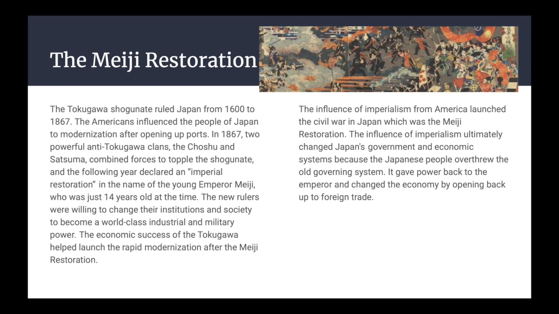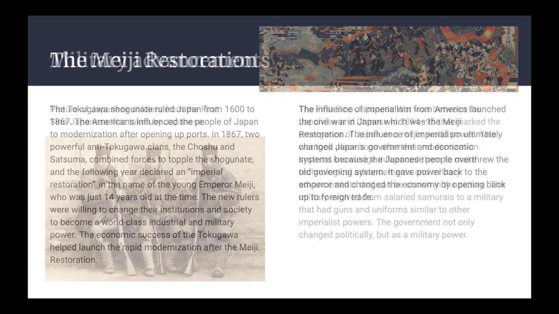This launched a civil war where the 2 clans won and started to evolve Japan to become a world-class industrial and military power. The Civil War started because of the American influence, and the clan wanted to change, and it resulted in government giving power back to the emperor and open up the country to trade with other countries.